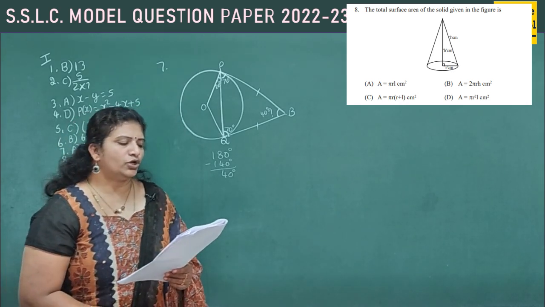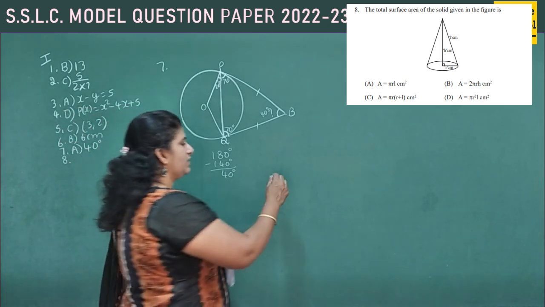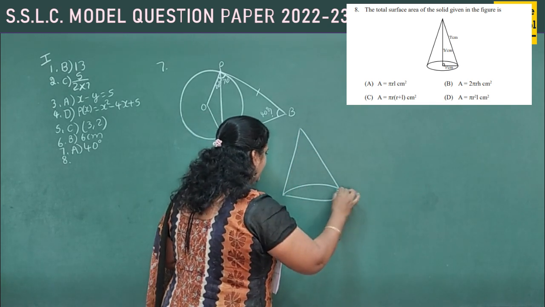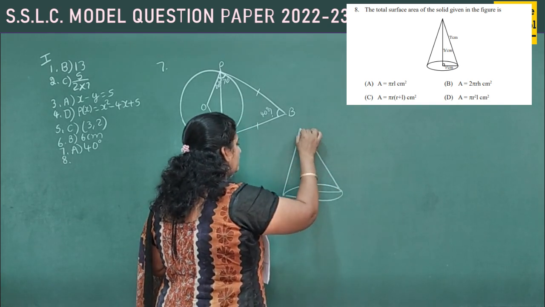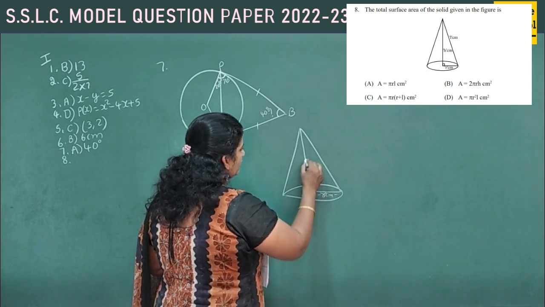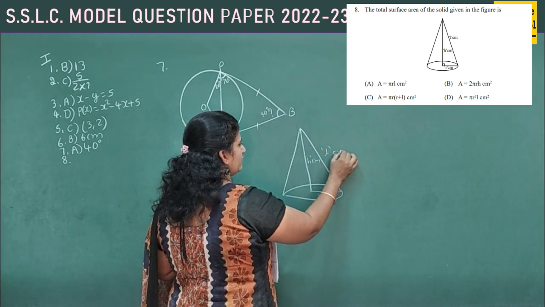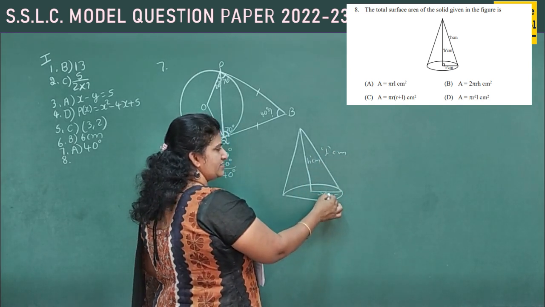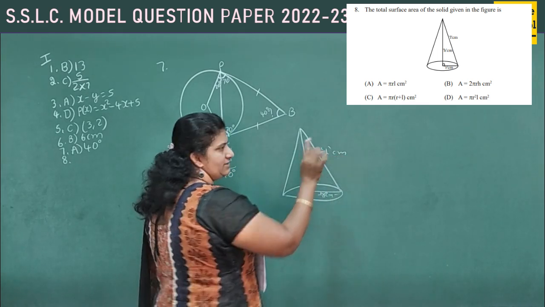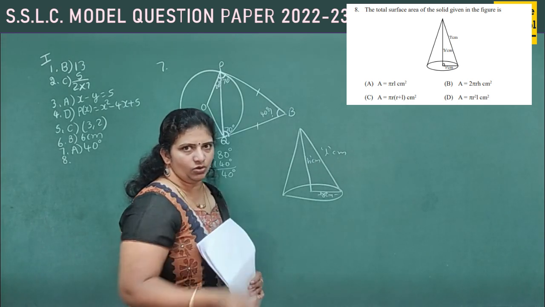8th one. The total surface area of the solid given in the figure is. They have given us a figure. Observe the figure carefully. What is this figure? Immediately you will say it is a right circular cone. Right? And R, radius R centimeter, height H centimeter, slant height L centimeter. What is this solid? It is a right circular cone.